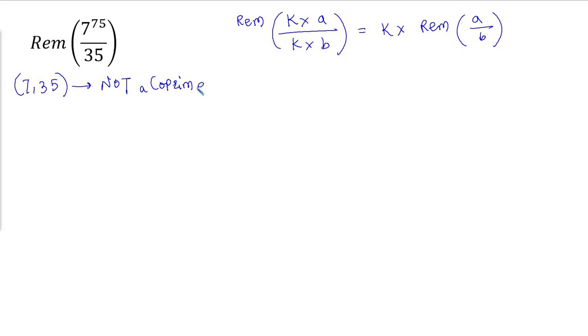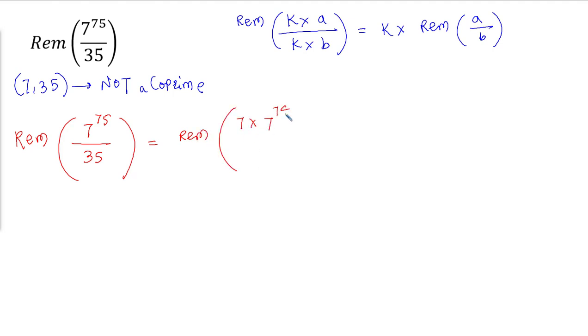Whenever something is common between the numerator and denominator, we need to use this property. How can we use this property? Let's have a look. The remainder of 7 to the power 75 divided by 35 we can write as the remainder of 7 into 7 to the power 74, divided by 7 into 5.